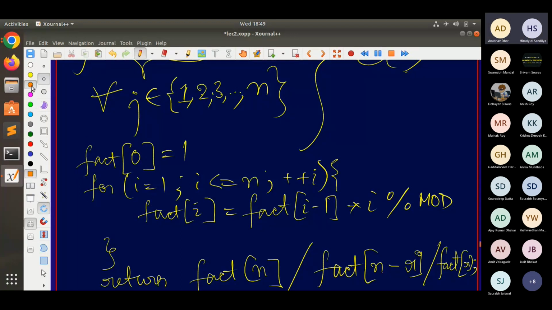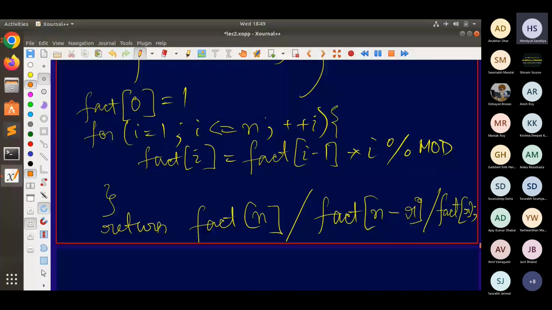So the main question is, we need to use the modular inverse, right? So why won't taking a normal division work? Because it may.